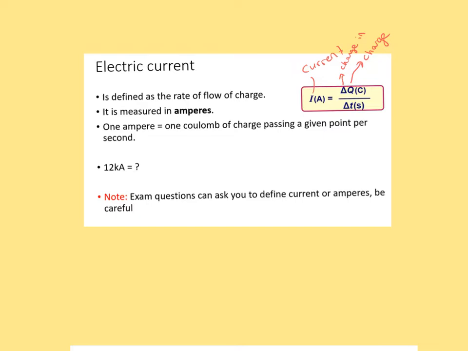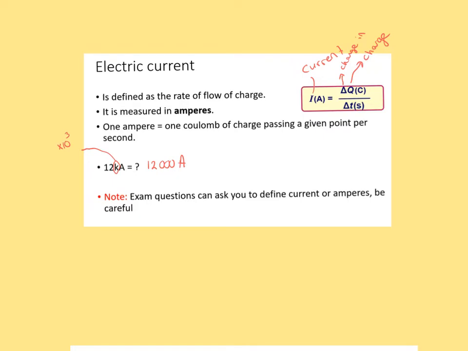It's quite easy to define a quantity with quantities only, and units with units of the quantities only, so that would be very useful to use. If you were to define 12 kiloamps, for example, you should already know what the unit prefixes are. That is times 10 to the power of 3, so that means we have 12,000 amps. Therefore I could say that 12,000 amps is when 12,000 coulombs of charge pass a point per second.